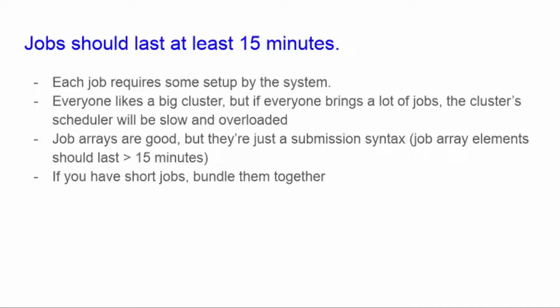So job arrays are basically just a submission syntax that allows you to submit an item that sits in the scheduler. It's more efficient in the scheduler's queue, but it sort of generates a sequence of jobs, each with a different parameter. And that parameter is something that you can choose and use internally. My message here is that job array elements still have to be long. They shouldn't be short. And it could be that you should do that by bundling short jobs together.